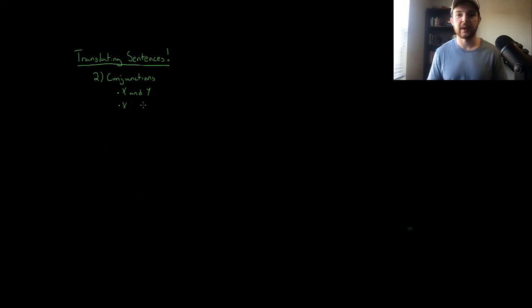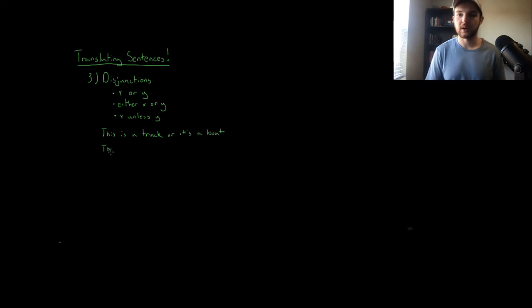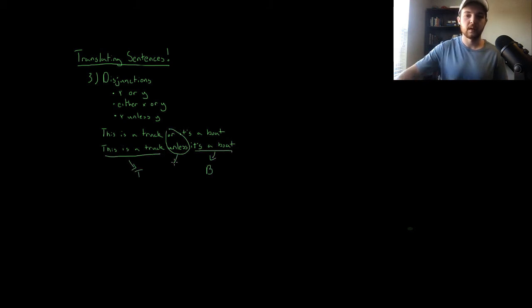Next on the list we have disjunctions. Some common English forms for disjunctions are X or Y, either X or Y, and X unless Y. Here are a couple of sentences. This is a truck or it's a boat. This is a truck unless it's a boat. Both of these sentences can be symbolized as T or B.